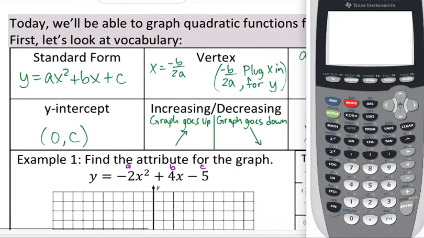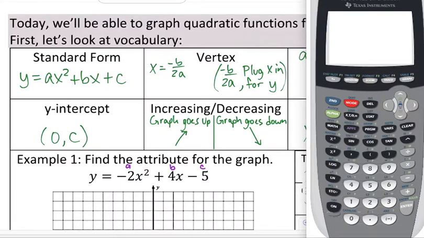So looking at these first ones, standard form has our a, b, and c. Those are just my coefficients. It's always going to go x squared, x, and constant. And we like standard form because it gives us the y-intercept. It is always our c value at the end, okay?